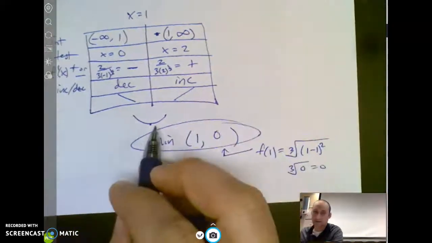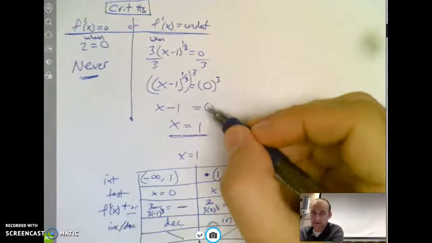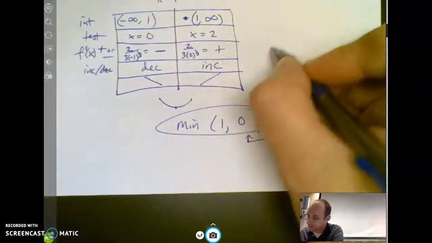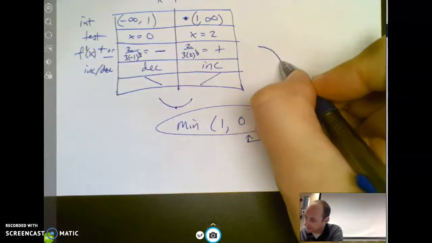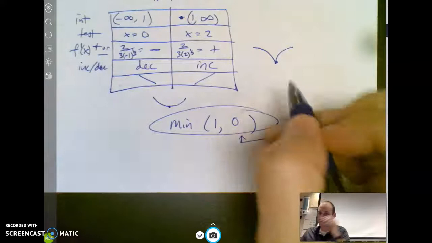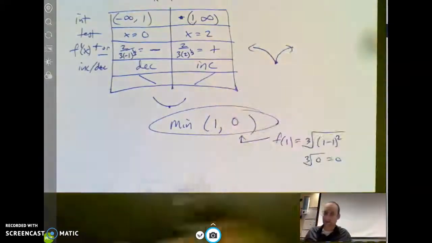This is actually a cusp, which is weird. It's one of the rare cases where you have the derivative undefined, but the actual point exists. It's not an asymptote. And if you're looking at it, it kind of looks like this. You could graph it on your calculator and see. But it's a minimum that looks like that. It kind of looks like a seagull.